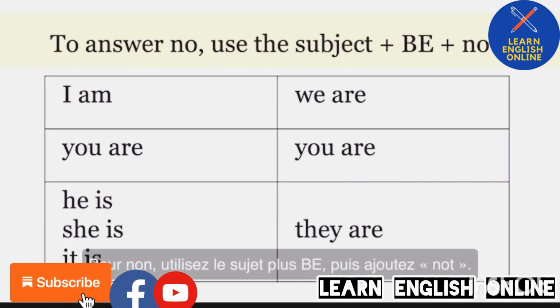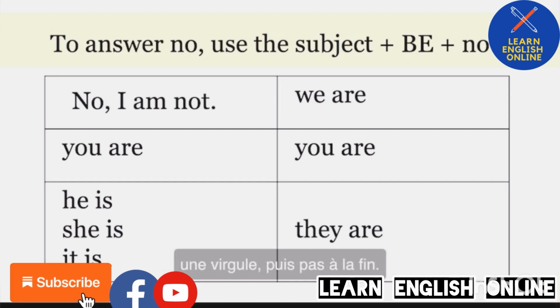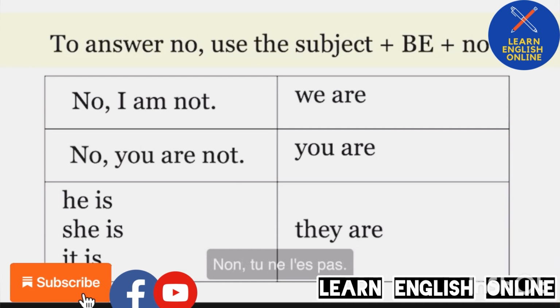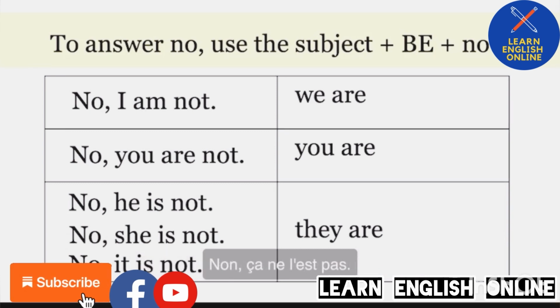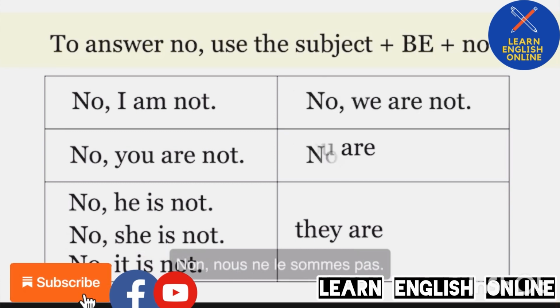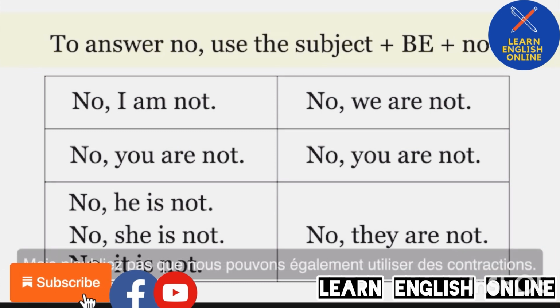To answer no, use the subject plus be and then add not. So here's the chart again. We add no to the front, a comma, and then not at the end. No, I am not. No, you are not. No, he is not. No, she is not. No, it is not. No, we are not. No, you are not. And no, they are not. These are the short answers for the no answer. But remember, we can also use contractions.